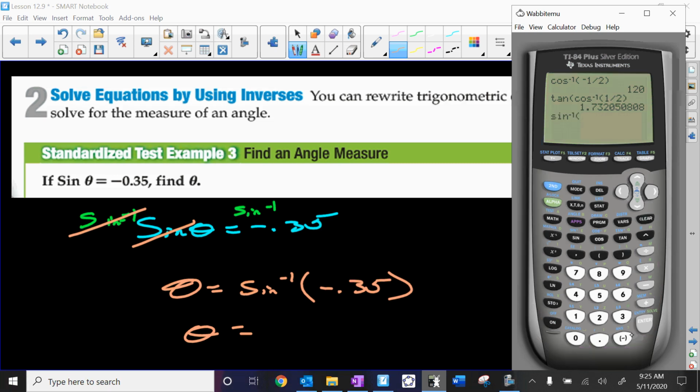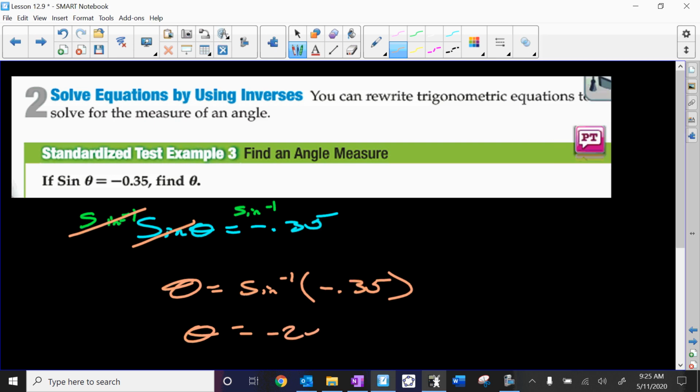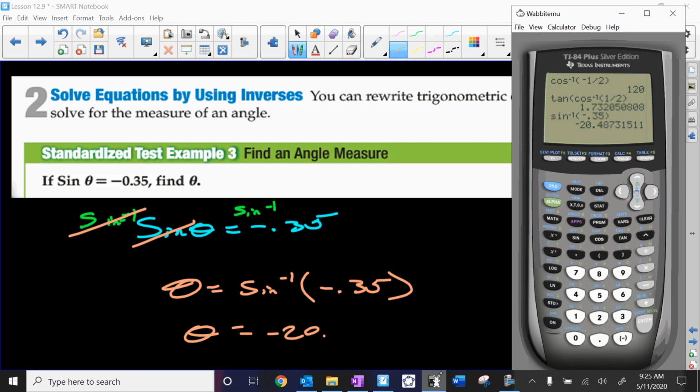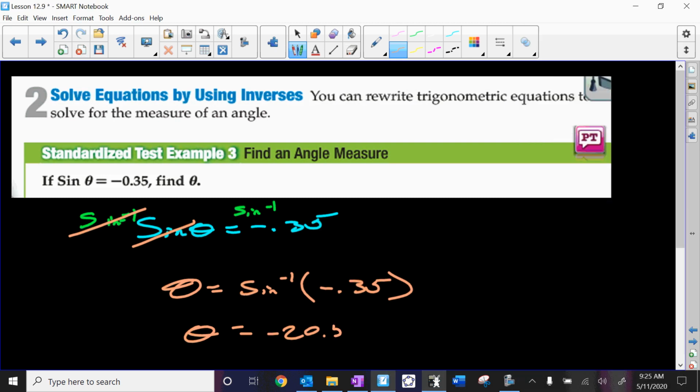Inverse sine of negative 0.35 would get us negative 20.5 degrees.